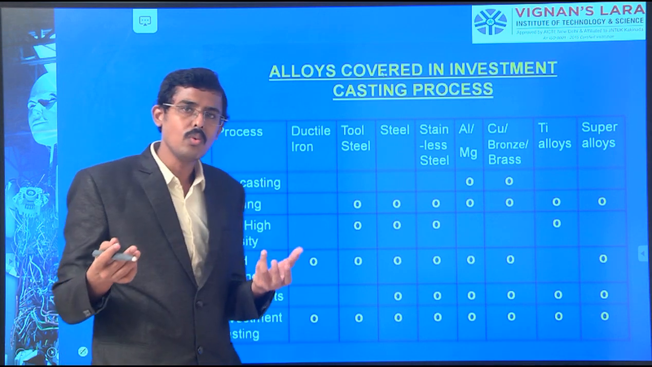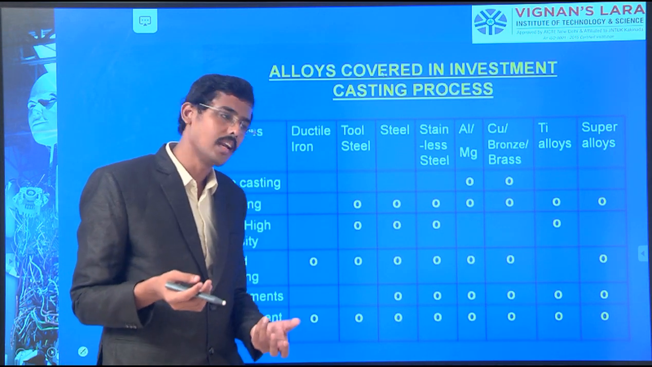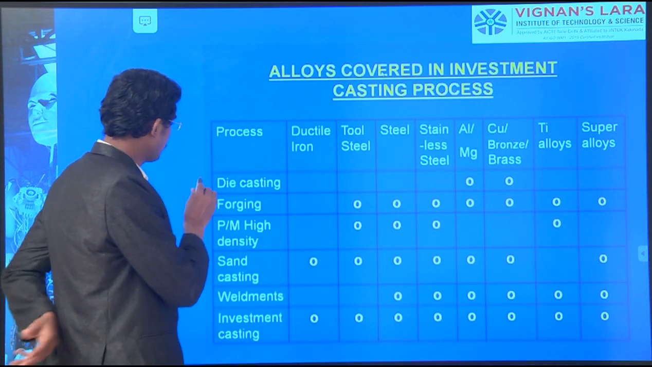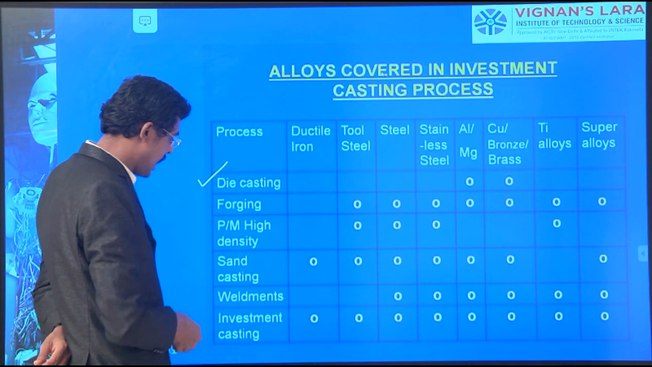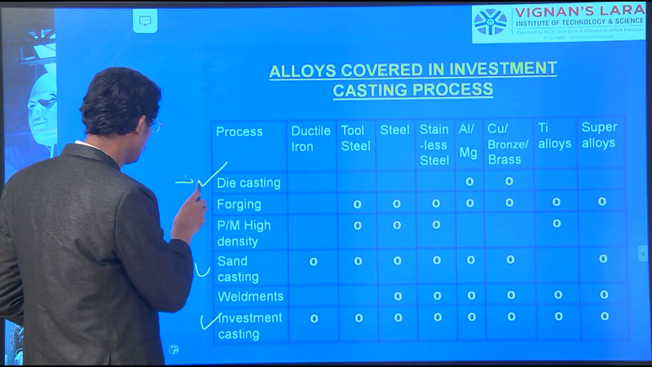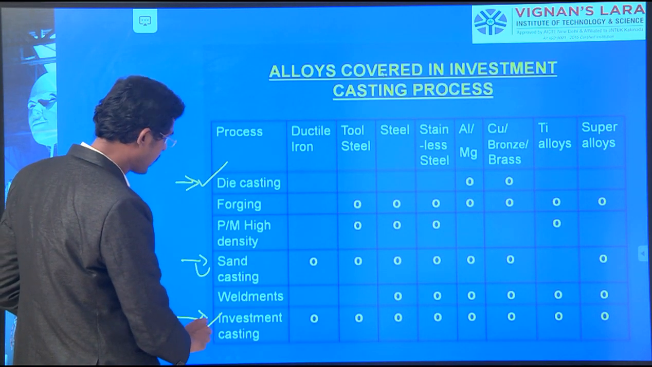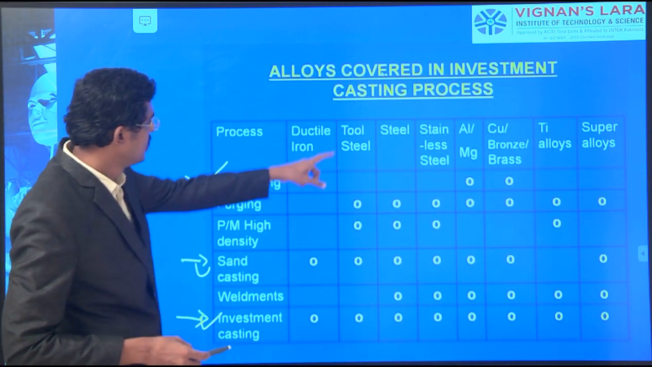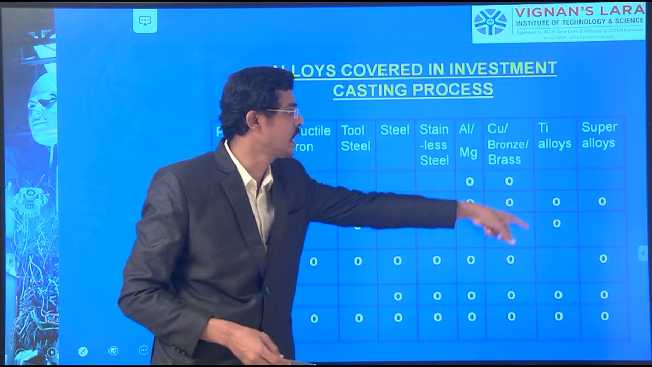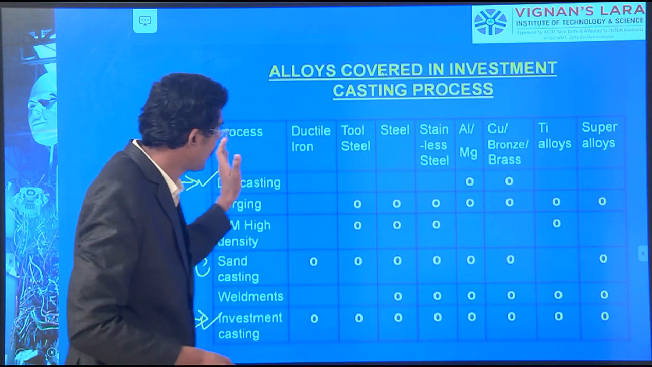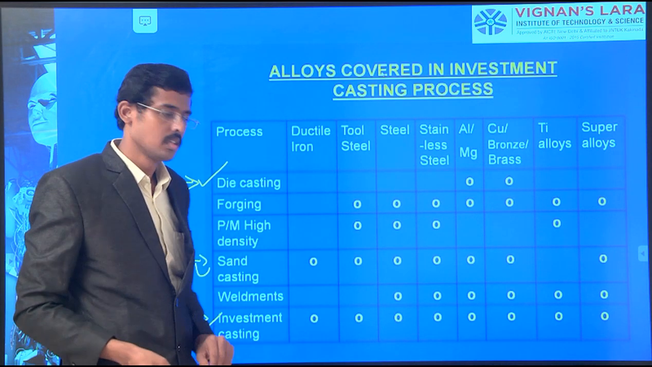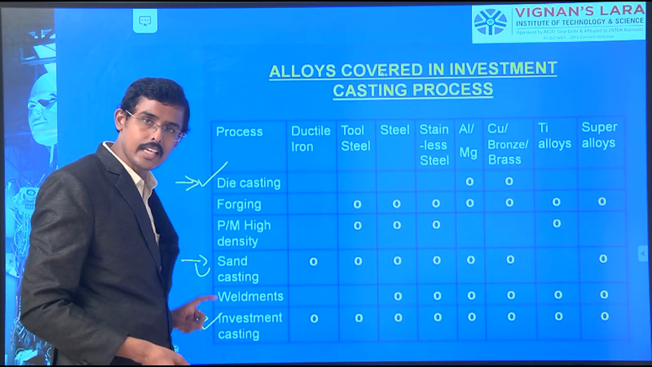So how are we saying all metals and alloys? There is a table. You see, we compare die casting, investment casting, and the other well-defined sand casting process. The categories are ductile iron, tool steel, stainless steel, aluminum, magnesium, copper, bronze, titanium, and superalloys. I have divided them into multiple categories of alloy systems. The last column is the investment casting process.